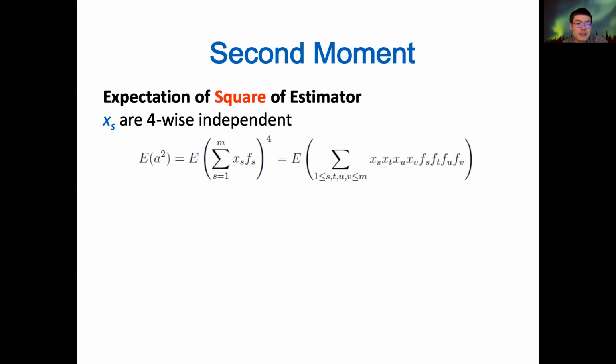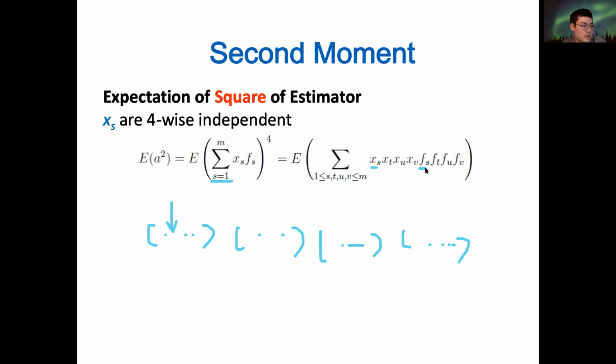Now we can write it like this, right? So you think about it, we have a product of four sums. Each term is a summation from 1 to n. Let's assume the first term we take a position s.